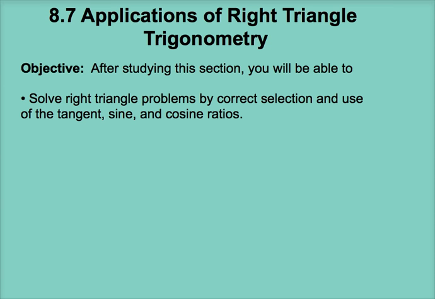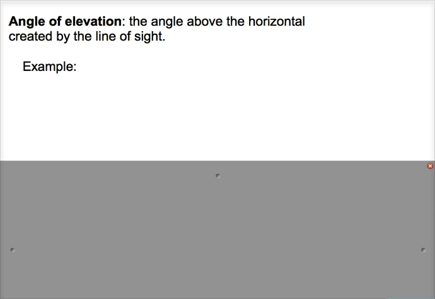Today's objective will be to solve right triangle problems by correct selection and use of the tangent, sine, and cosine ratios. Before we get into those, there's something new that we have to talk about. It's an angle of elevation, which is the angle above the horizontal created by the line of sight.